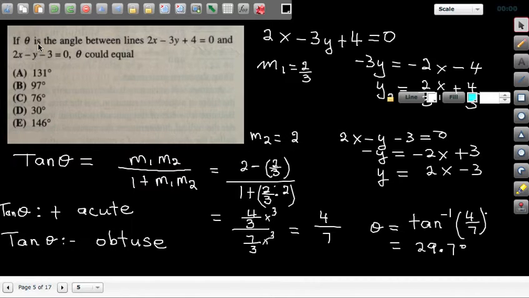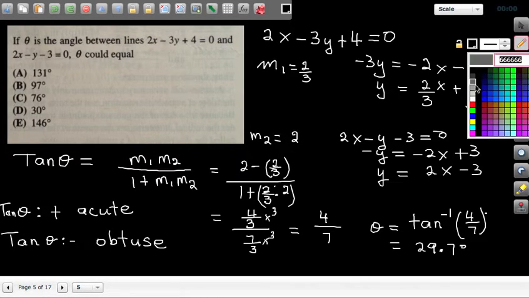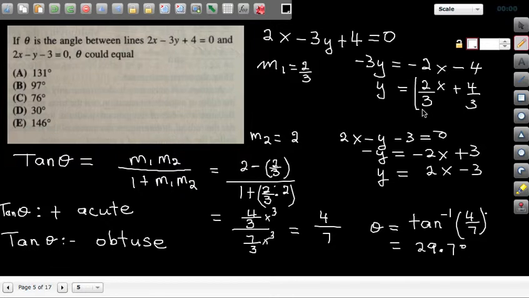Okay, the question is, if theta is an angle between these two lines, what could theta be? The line is 2x minus 3y plus 4. Rearranging this, solving for y, we can get the slope of the first one. This is the slope of the first one. And the second one, 2x minus y minus 3. Again, solving for y, as I just discussed, your slope for the second one is 2.